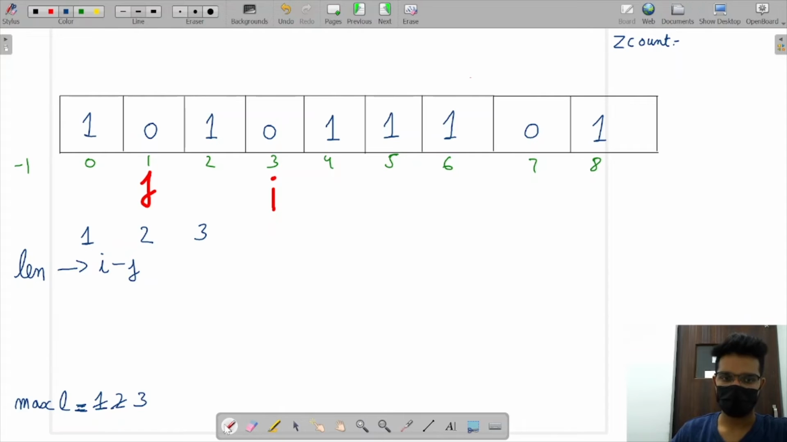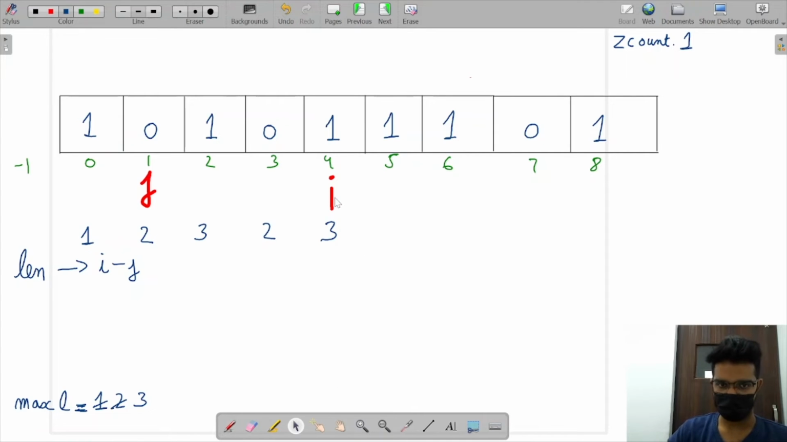See, when we reached here, our 0 count became 2. Right? And then we traversed our j and now we decrease our 0 count. It is 1 now. Perfect. Now, here we calculated our length. It was 3 minus 1, that was 2. Now we move our i. It gets to the 4th index. It again calculates its length. Its length is 4 minus 1, that is 3. Same as our max length.